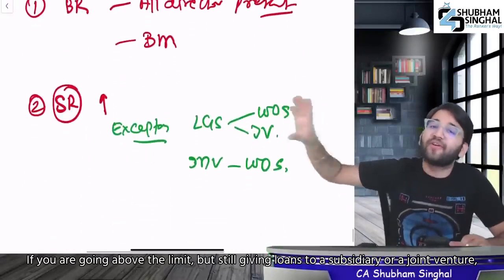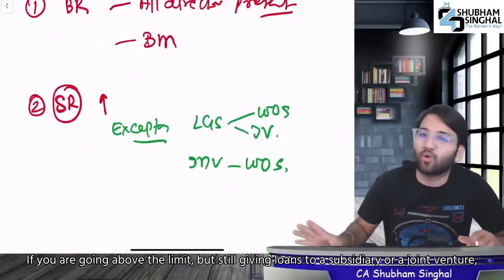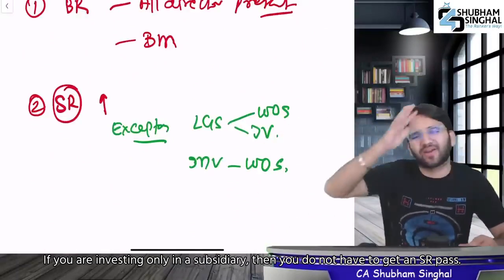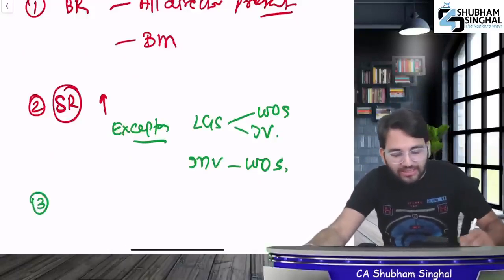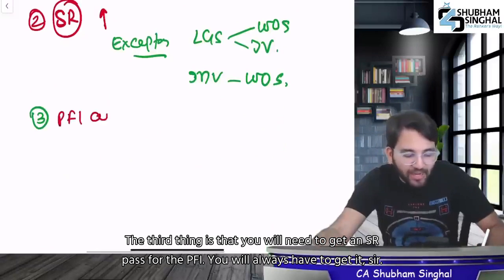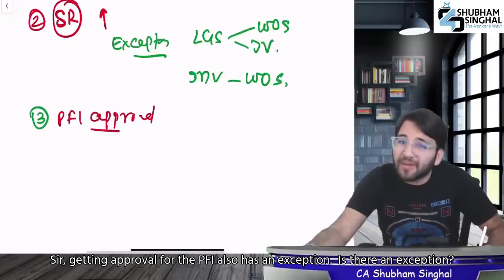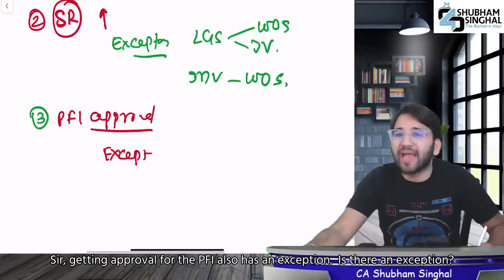If you are going above the limit, but still giving a loan to a subsidiary or a joint venture, or investing in a wholly owned subsidiary, then you do not have to pass the SR. Listen to my third point. The third point is that you have to get approval from the PFI. Always get the approval. Getting approval from the PFI also has an exception.